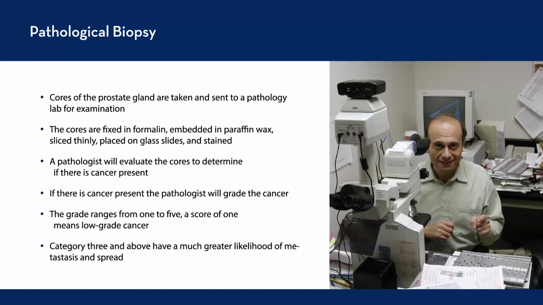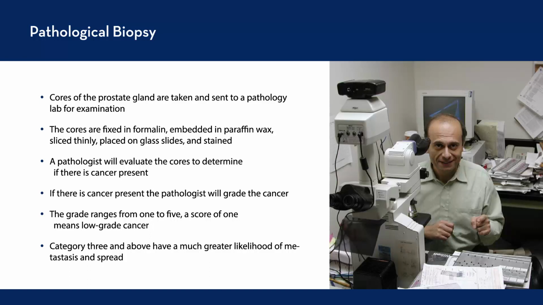A pathologist will evaluate the cores to determine if there is cancer present. If there is cancer present, the pathologist will score the cancer by giving it a grade. This is basically called Gleason scoring. And pathologists will actually give two grades, one for the most common type of the cancer that the pathologist observes, and the second for the minor component, and then the grades are added together. The Gleason grades range from a grade of 1 to 5.